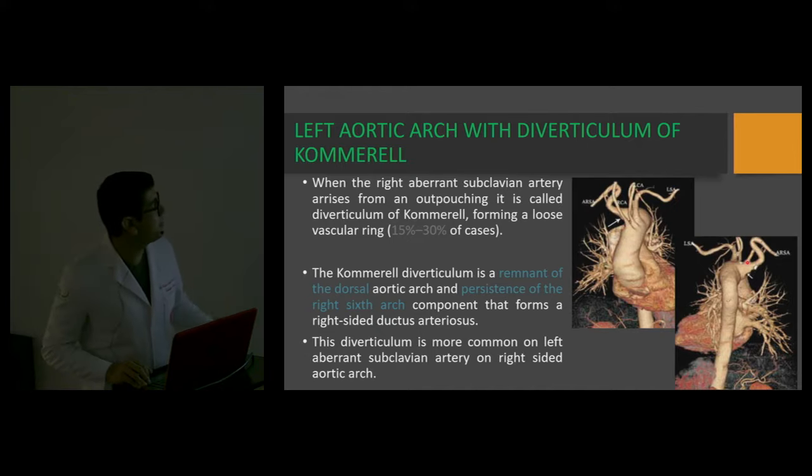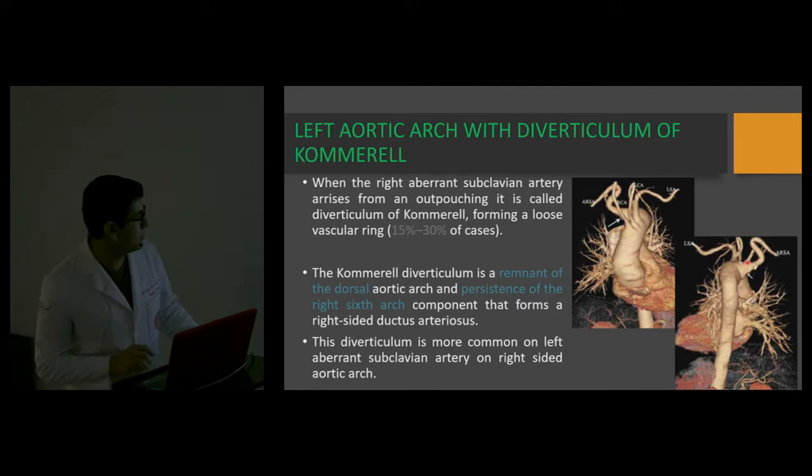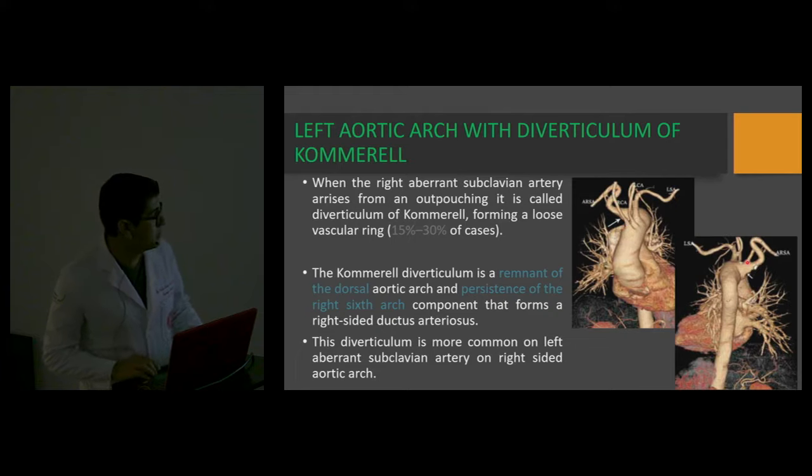Another kind of presentation is left aortic arch with diverticulum of Kommerell. When the right aberrant subclavian artery arises from the opposition, it's called diverticulum of Kommerell, forming a loose vascular rim. The Kommerell diverticulum is a remnant of the dorsal aortic arch and persists from the right sixth arch component from the right side ductus arteriosus. This diverticulum is more common on left aberrant subclavian artery on right side arch.